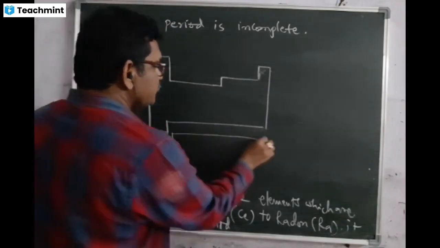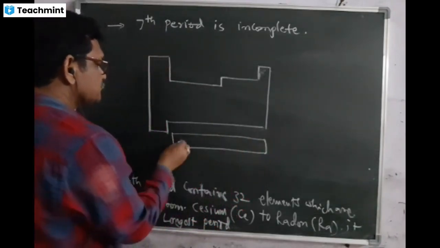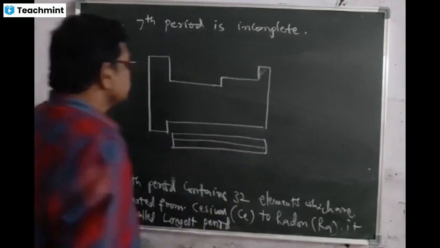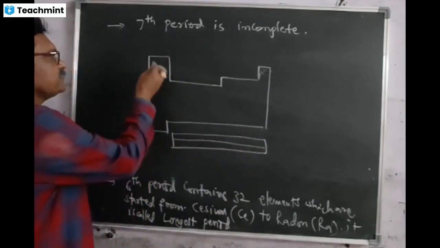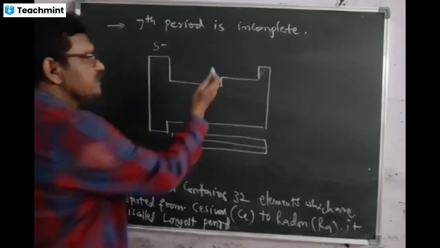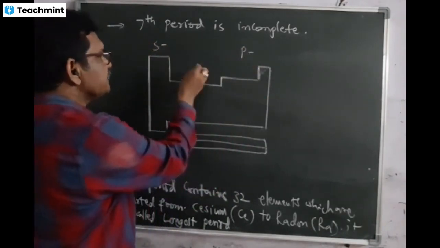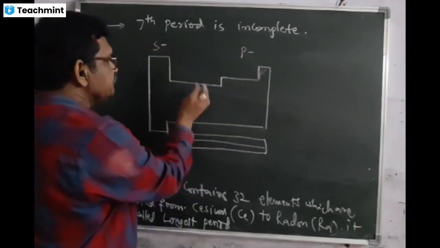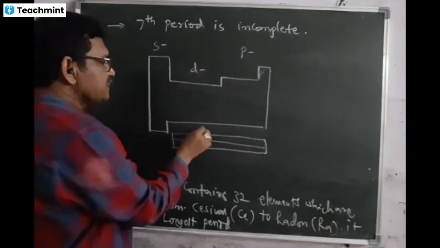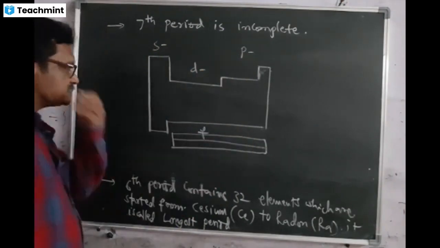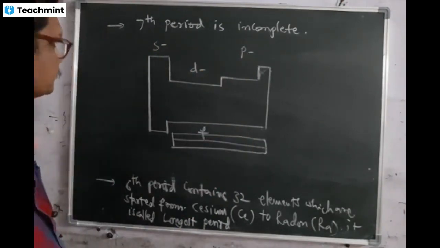So the periodic table will be like this. See, the complete left part is S block. Complete right block is P block. Already we discussed this. In between S block and P block, the bridge is called D block. Under the table we have F block. You know this.